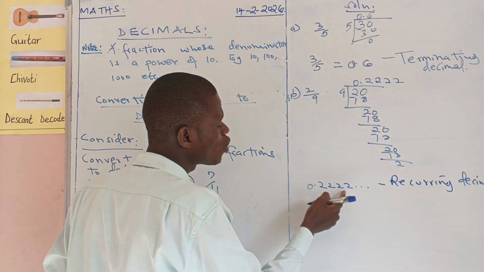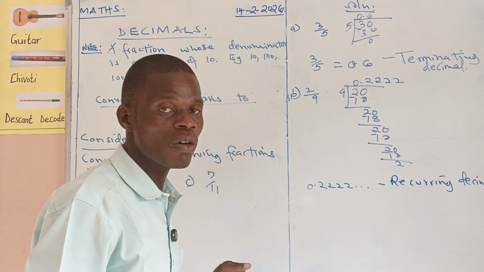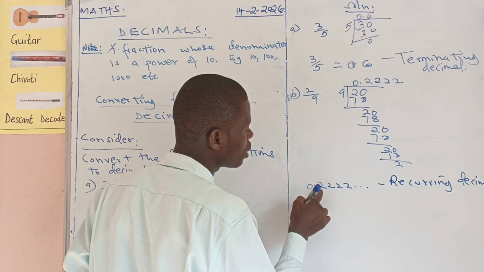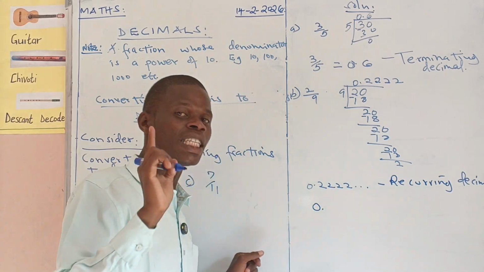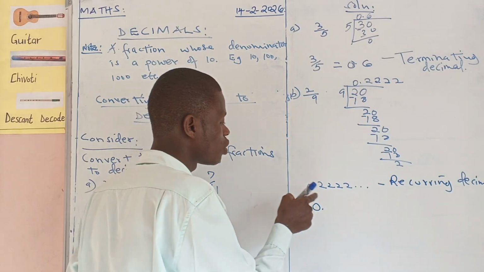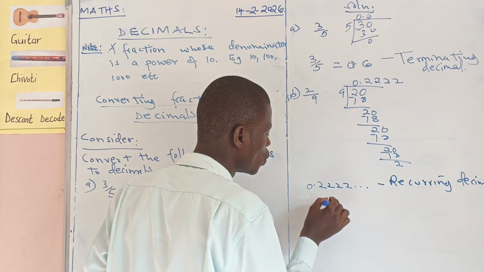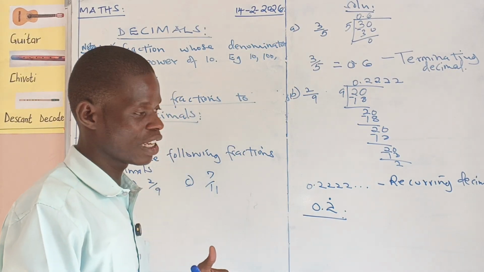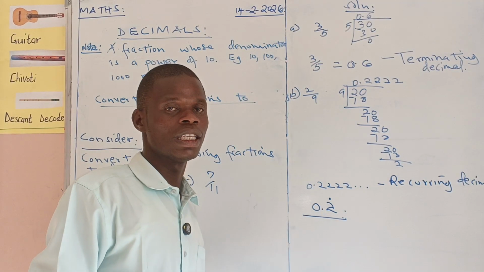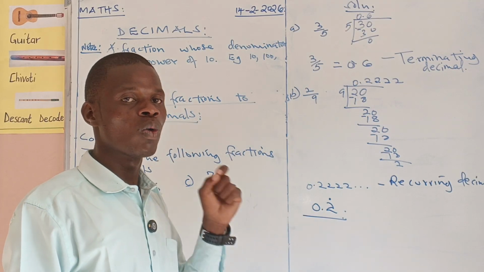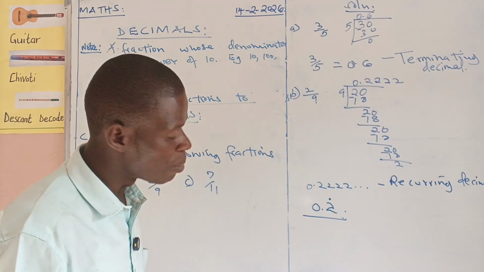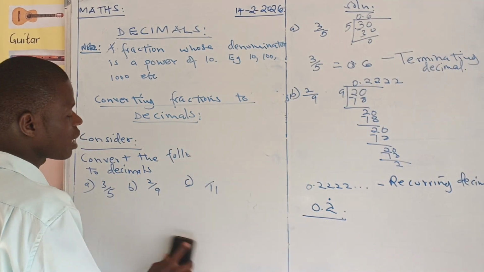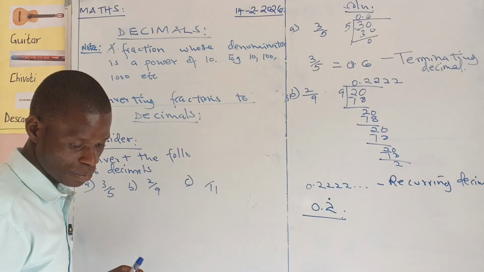So instead of writing 2, 2, 2 and 3 dots, there's another special way of writing recurring decimals. How? We write 0.2 with the digit that is recurring, which is 2 here. So I write 2, then a dot on top. This dot shows that 2 is recurring. So instead of writing all these digits, I write only 2 and a dot on top, to show that only 2 is recurring.